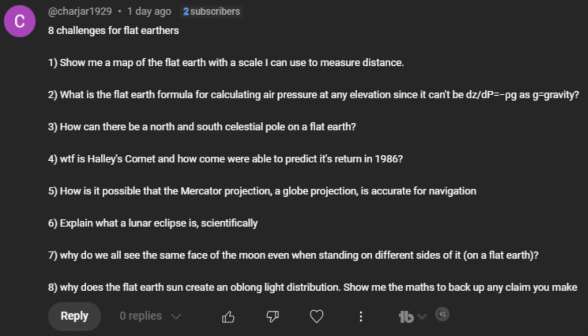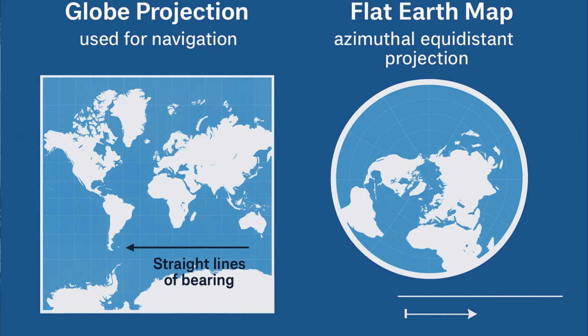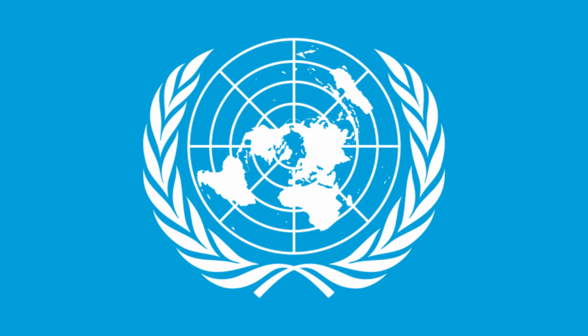Fifth, the Mercator projection. Yes, it's a globe projection, but navigators used it because straight lines of bearing, rhumb lines, appear straight, which simplifies course plotting. It doesn't prove a globe, it's just a mathematical convenience that can be adapted to any model. In fact, the azimuthal equidistant projection is used by organizations like the UN as their emblem, which looks exactly like the flat Earth map.